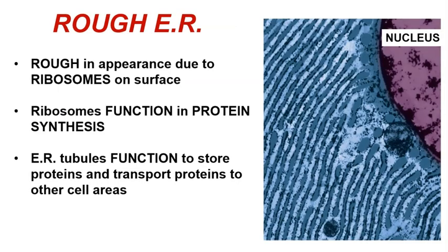So the rough endoplasmic reticulum is called rough because its surface is studded with small structures that are called ribosomes. The ribosomes function in protein synthesis, while the tubules of the rough endoplasmic reticulum function to store the proteins that are made by those ribosomes, as well as transporting proteins to other parts of the cell.